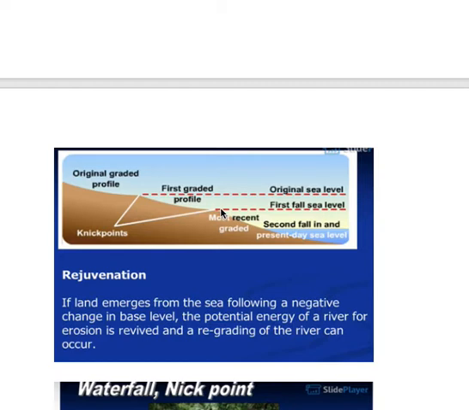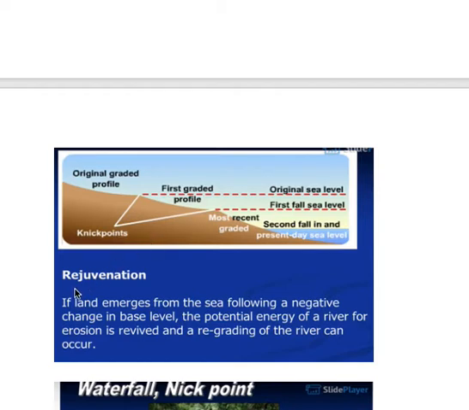Similarly, after some period of time, this dashed line means the sea level fell to this level, that is the present day sea level. So now again this point will become a knickpoint.